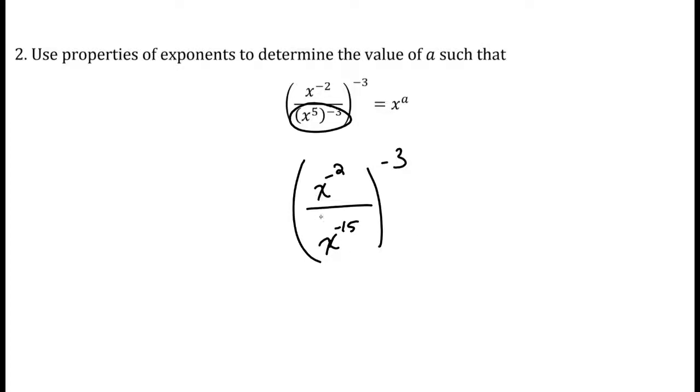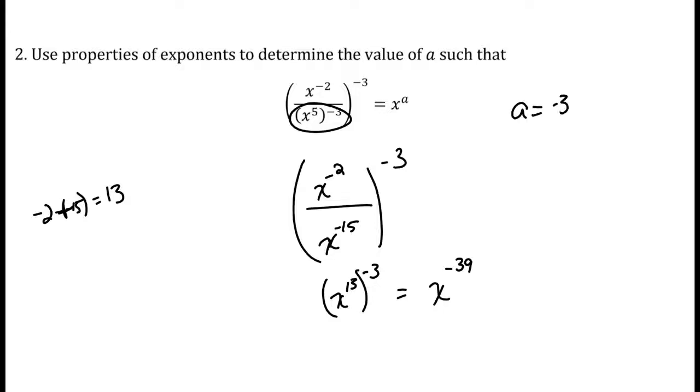All right, I've got division. I can handle that. When I divide, I subtract the exponent. So negative 2 minus negative 15. Negative 2 plus 15 is 13. So that's x to the 13 all to the negative 3. Power to a power means I multiply. So I end up with x to the negative 39. So what's the value of a? A equals negative 39.